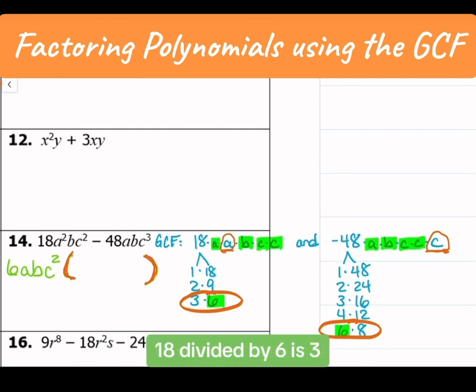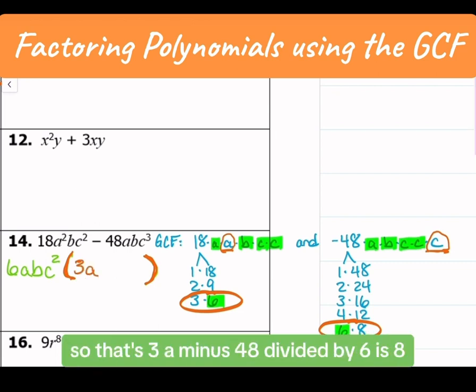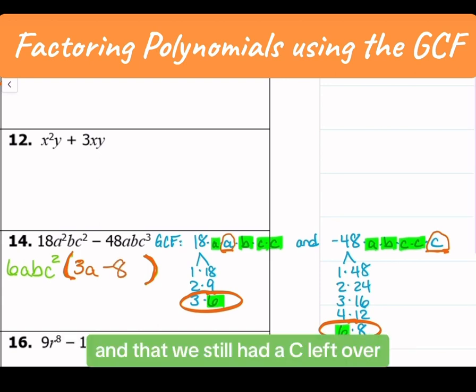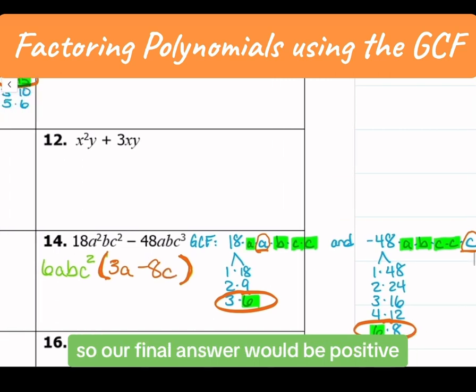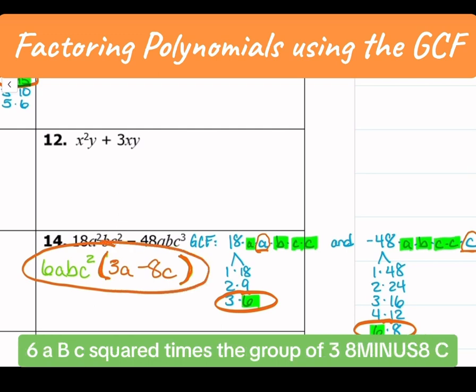18 divided by 6 is 3. And we still had an A left over, so that's 3A. Minus 48 divided by 6 is 8. And we still had a C left over. So our final answer would be positive 6ABC squared times the group of 3A minus 8C.